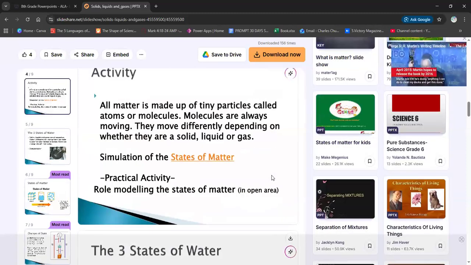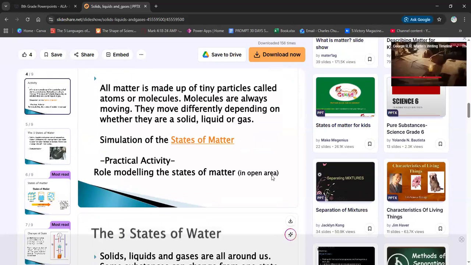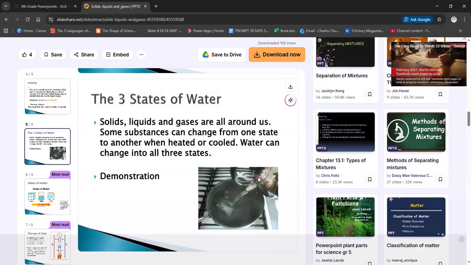All right. So now there are some facts here that we need to take note of. All things that you can see are made up of tiny particles called atoms or molecules. I mentioned that when I was explaining. And molecules are always moving. Take a look at that very carefully. They are always moving. They move differently depending on whether they're a solid, a liquid, or a gas. So this is an example of matter that we can easily see three states in.